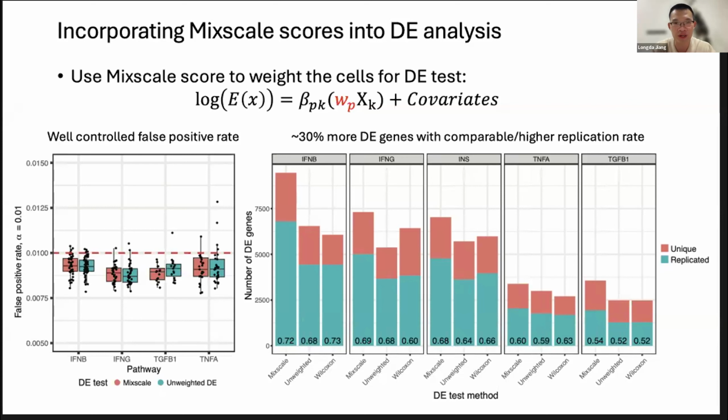And more importantly, since we have 2 batches of data, it allows us to quantify the replication rate of the batch 1 significant DE genes in the batch 2 data. And we found that our replication rate is similar or even slightly higher compared to the conventional methods, indicating that our method can not only identify more DE genes with higher statistical power, but also maintain good robustness.